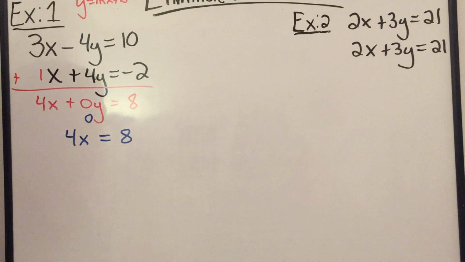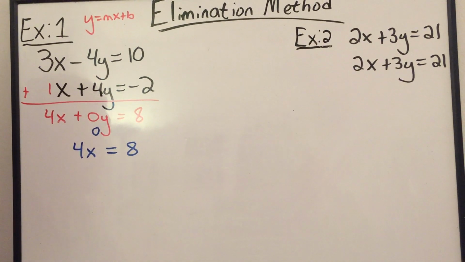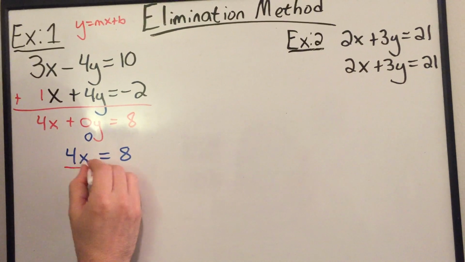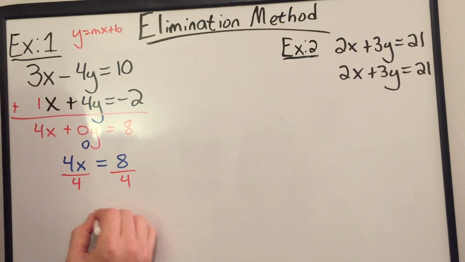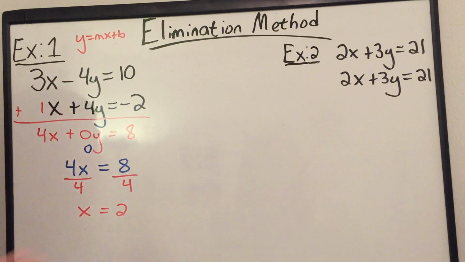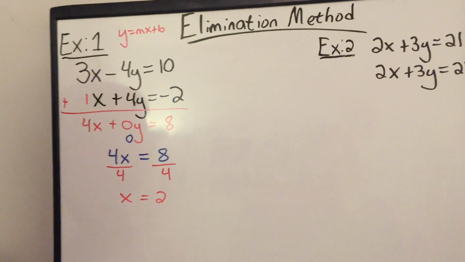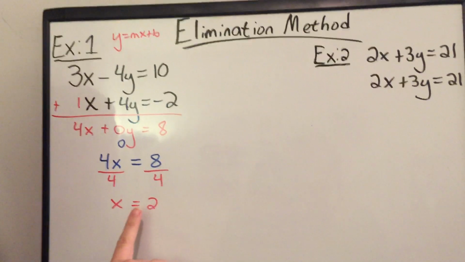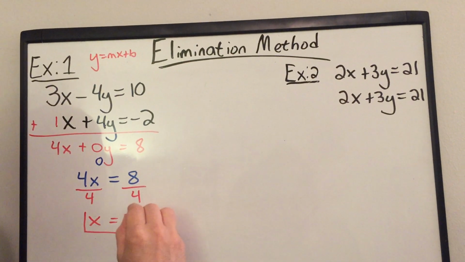Now, most of you guys at this point would go, oh, this is really easy. I could easily solve for x, and hopefully you would say, well, all I would have to do is divide by 4 to both sides. That would give me x equals 2, and boom, you have one of your answers. Notice I said one of your answers. You need 2 answers. You need your x answer and your y answer. So I got my x answer right here.